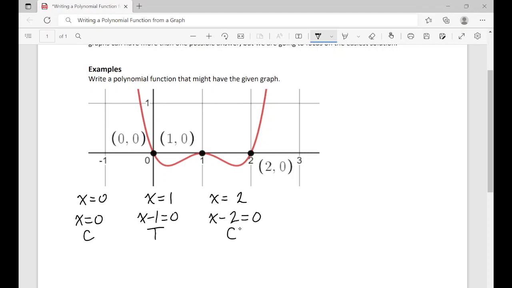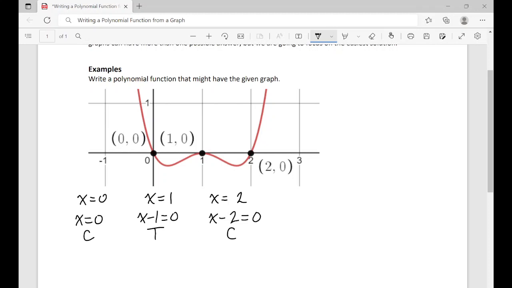If it crosses the x-axis, it has to be an odd multiplicity: 1, 3, 5, 7, and so on. But we're going to choose the smallest and easiest. We're going to say 1. Whereas this 0 touches the x-axis, so it has an even multiplicity: 2, 4, 6, 8. But again, we're going to choose the easiest one. We're going to say 2.